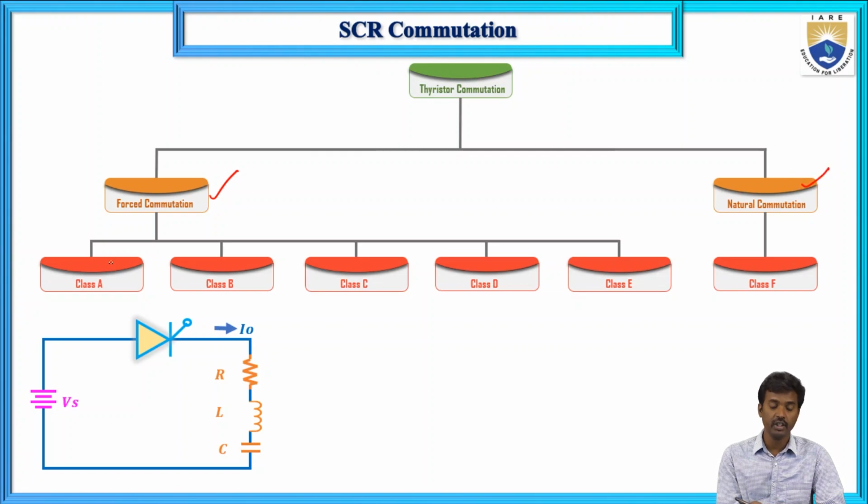Now we have completed all forced commutation and natural commutation. Class A commutation means load commutation, and class B commutation we have also completed. Class B commutation means current commutation. This one is voltage commutation.